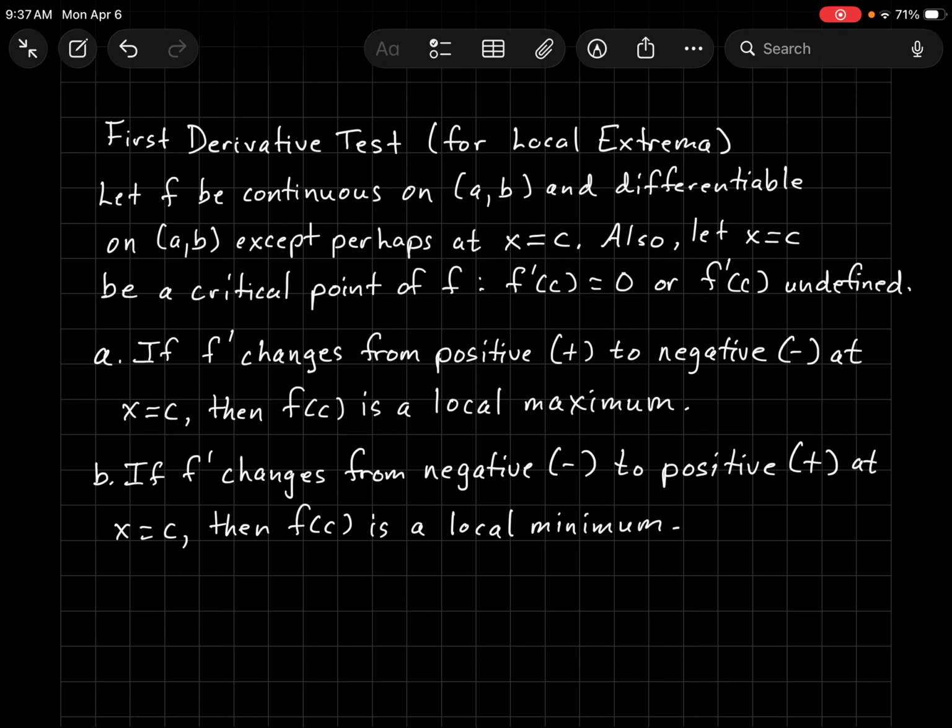If there is a critical point and f prime changes from positive to negative at that point, then f has a local maximum. What does it mean? It means if we're going up and then we're going down, there's a local max. If f prime changes from negative to positive, meaning the function is going down then going up, then f has a local minimum at that point. Let's do a couple problems.